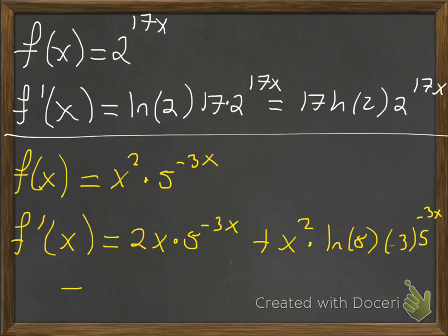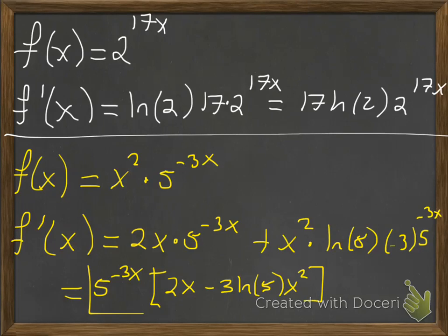And then we're going to go ahead and factor out like terms. So like terms would be 5 to the negative 3x, and our leftovers are 2x minus 3 ln 5 x squared. And if you wanted to, you could factor out an x there. There's nothing wrong with doing that. I just decided I was going to package my answer like this. Okay, so pretty straightforward.